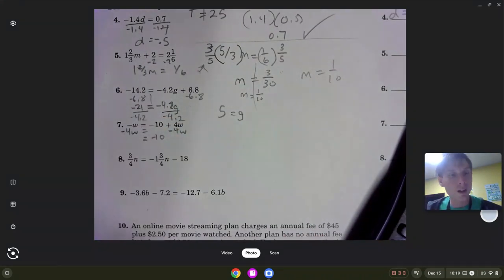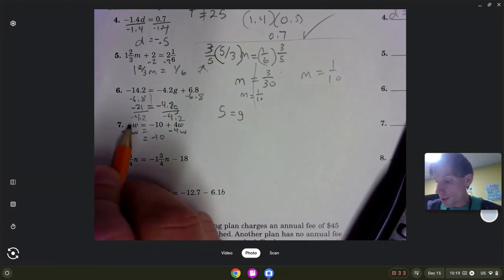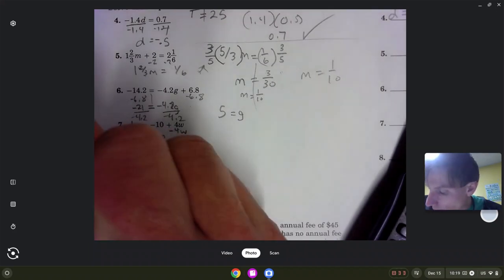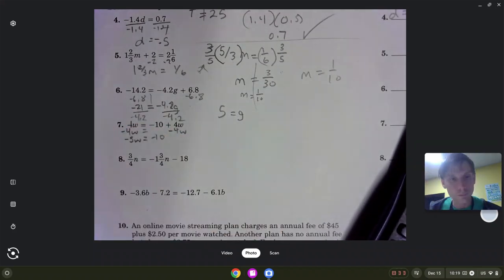What do we have on the other side? A negative w minus 4w. So in other words, what's that invisible number in front of the w? It's like a negative 1. So we have a negative 1 minus 4. We're down to a negative 5w. Okay, if we're struggling at that part, we just got to keep practicing those integer operations. All right, so we got negative 5w equals negative 10.